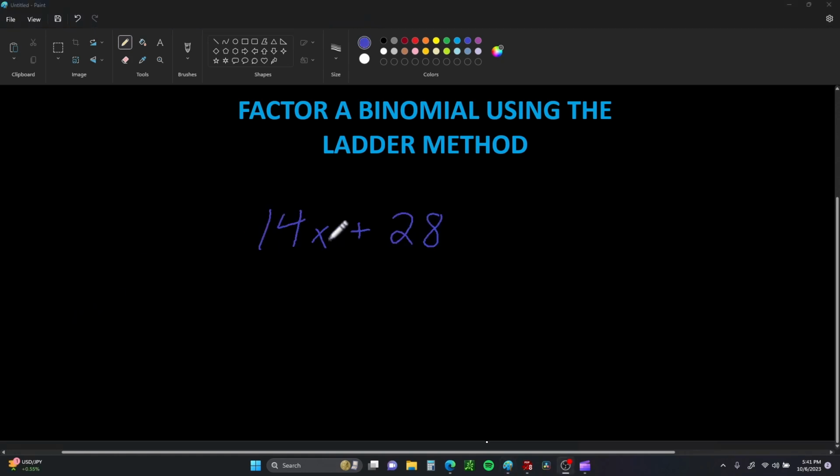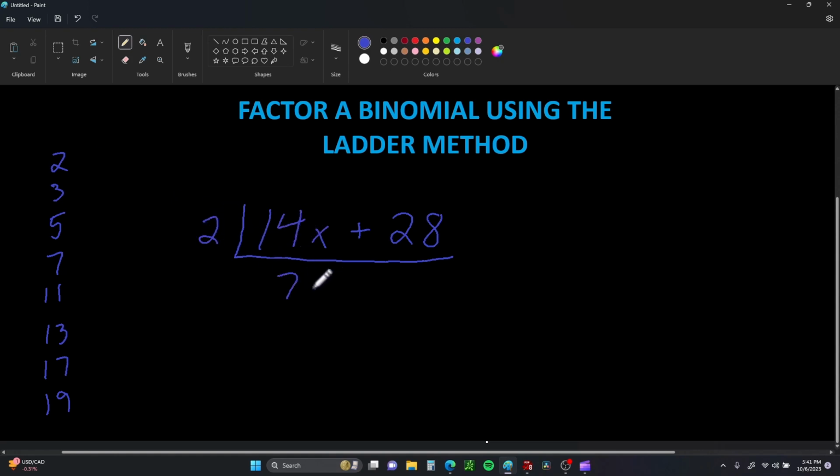So here we have 14x plus 28, and when I do this, I'm using prime numbers. So if I list the prime numbers over here, these are the prime numbers between 0 and 20. I start with 2. 2 works with both of them. So I can take out a 2, and when I divide, I'm going to have 14x divided by 2 is 7x. And then I have 28 divided by 2 is 14.